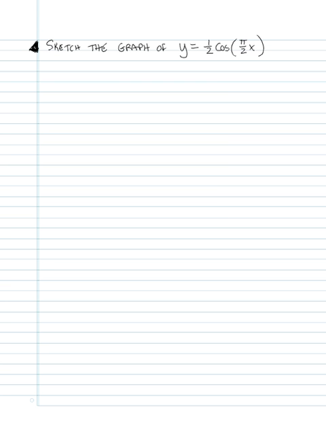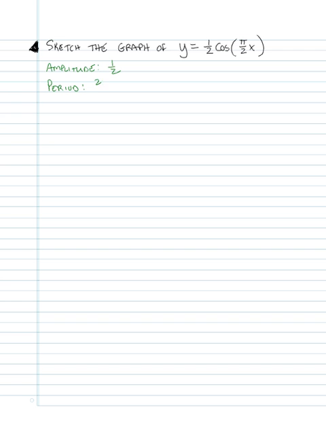As you can read here, we're to sketch the graph of y equals 1/2 cosine of pi over 2 times x. And as I did before, I'm going to collect some information, and we can tell real quickly here that the amplitude is, excuse me, is 1/2. So this doesn't go very high or low. And the period, we'll calculate real quickly.